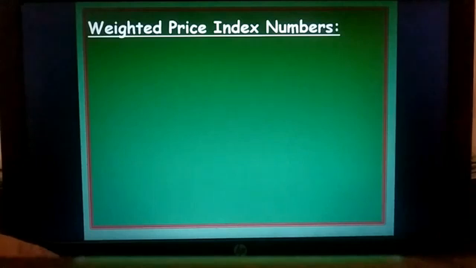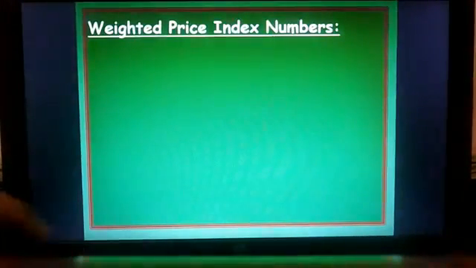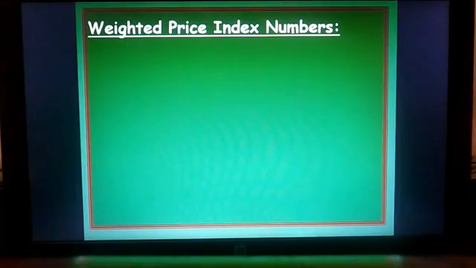Fine. In today's class, we shall consider weighted index numbers. So in today's class, let us consider weighted price index numbers. What is the major difference between unweighted and weighted? You have already come across the definitions of unweighted as well as weighted. In unweighted, equal importance was being given to all the items under consideration. Here, in terms of weighted price index numbers, different items under consideration will have varied or relative importance as weights. Fine.